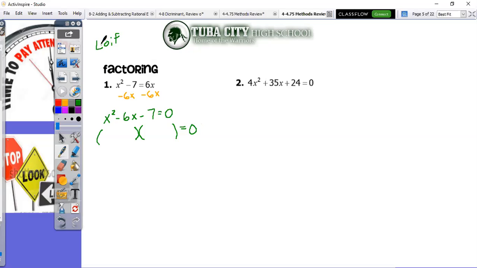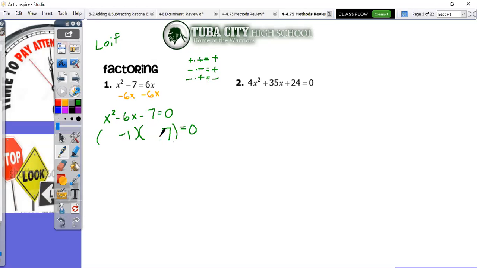So we start with the last number of our quadratic, which in this case is negative 7. I need two numbers that will multiply to negative 7, and there is only one set of factors that I can think of that will multiply to 7. Now it needs to multiply to negative 7. And remember that a positive times a positive is positive, and a negative times a negative is also positive. But the only way to get a negative is if you have a negative times a positive, which means one of them is going to be negative.